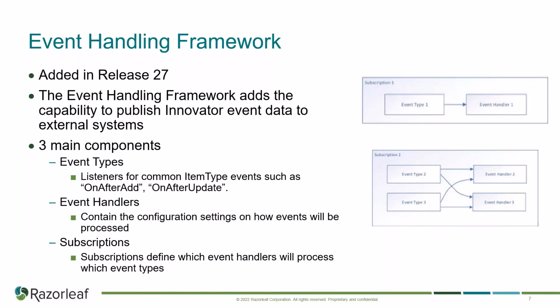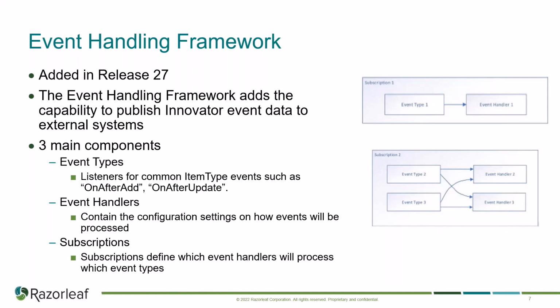And so the event handling framework relies on 3 main components. One being event types. These event types are essentially listeners for those common item type events, like I mentioned, on after add. The event handlers contain the configuration settings on how those events will be processed. And then finally, we have subscriptions, which map those event types to those event handlers and define which ones will process which event types.